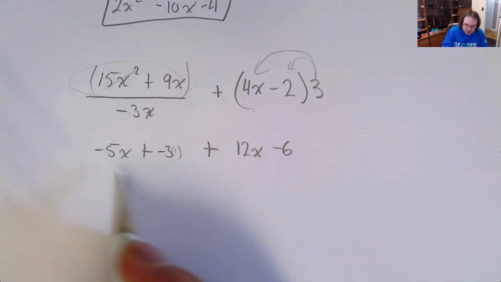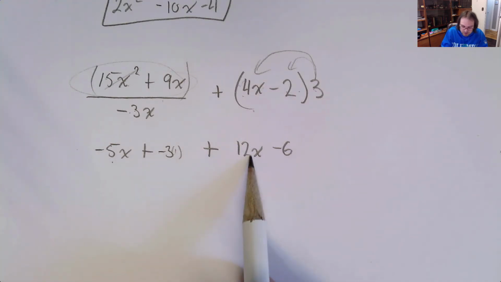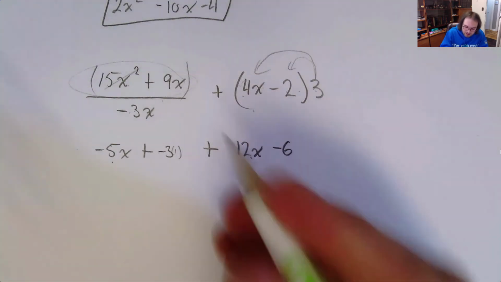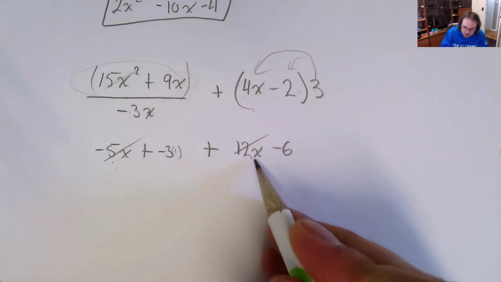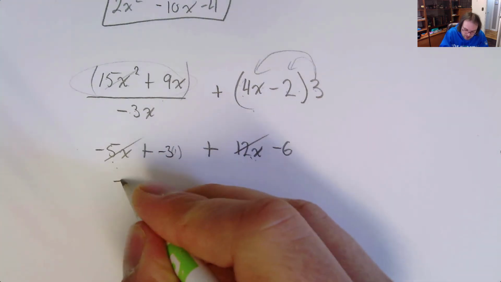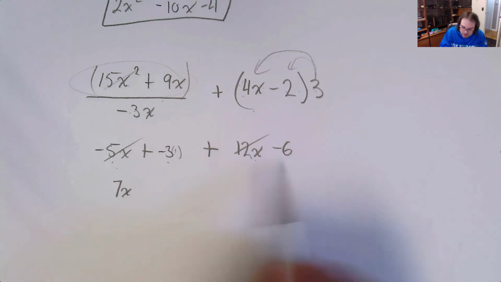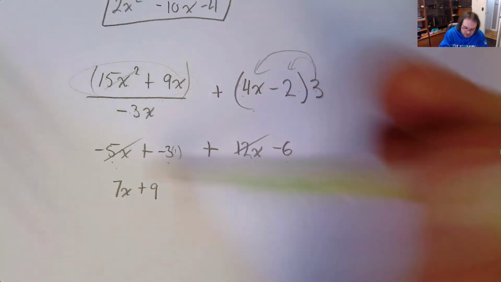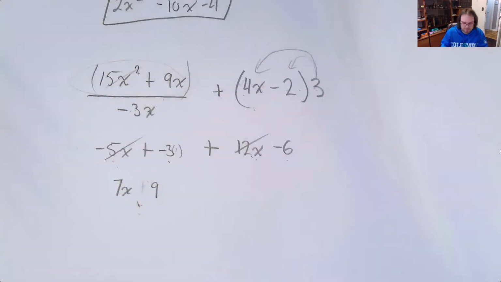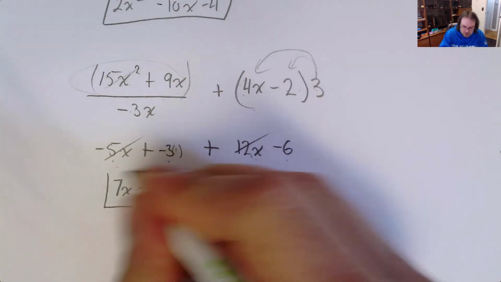This ends up giving us, now we can combine all of our like terms. We have negative 5x plus 12x. That's going to give me a total of, so we have 5 boys, 12 girls show up. That's going to give me 7 girls without a partner. Then we have negative 3 and negative 6. So there's 3 boys and 6 more boys show up. That's going to give me 9. Oopsie, minus 9. So negative 9. And that is my answer simplified again.